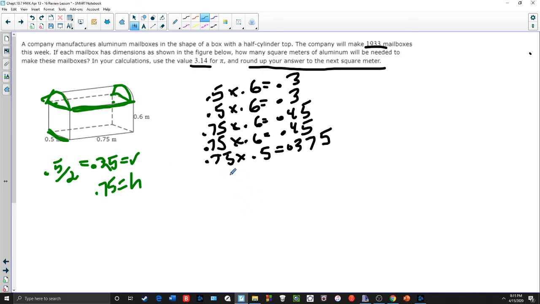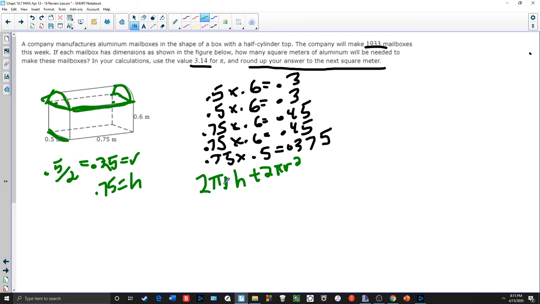So what I'm going to do is use my formula here: 2 pi RH plus 2 pi R squared. In this case I'm going to do the entire formula because I want the entire thing covered in aluminum, not just the side, not just the top and the bottom, but the entire half cylinder.